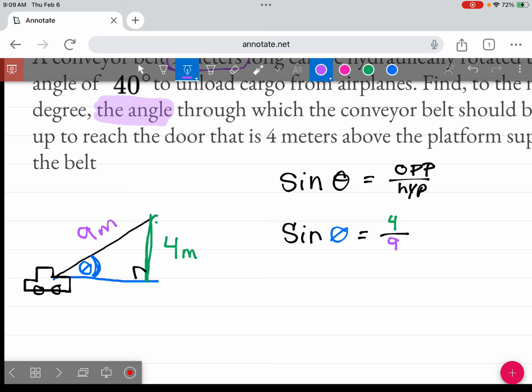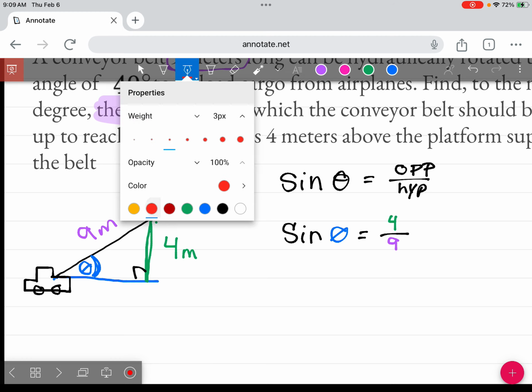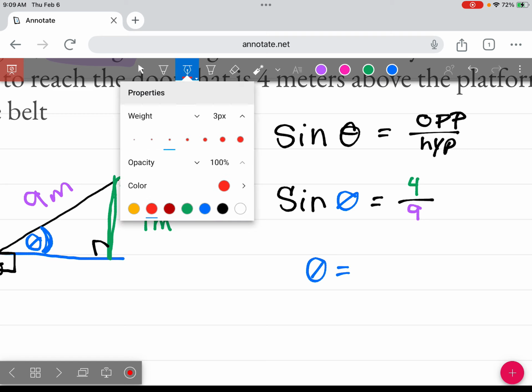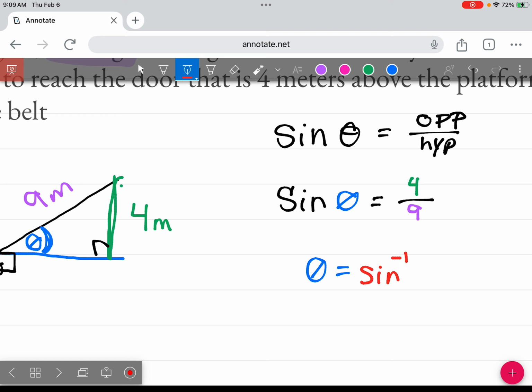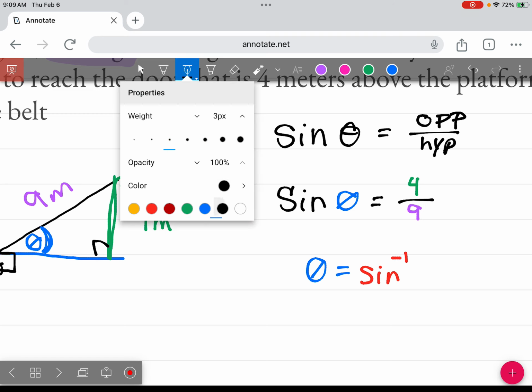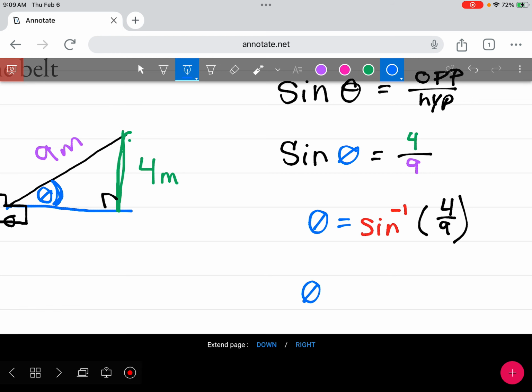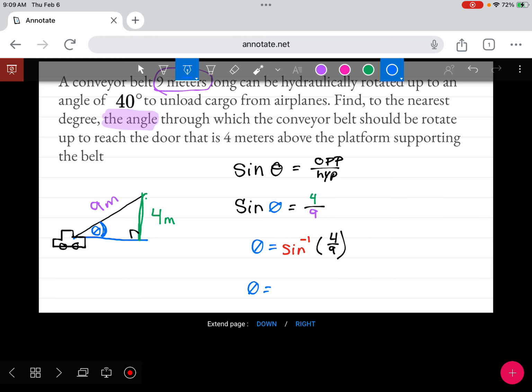How can I figure out what the angle is? Inverse sine. To undo the sine, we need to take the inverse. So if I take the inverse sine of both sides, we're going to wind up with theta equals the inverse sine of 4 over 9. And we need to type that in the calculator. They do specify that they want this as a degree, so we need to make sure we're in degree mode. They say that up here, to the nearest degree.